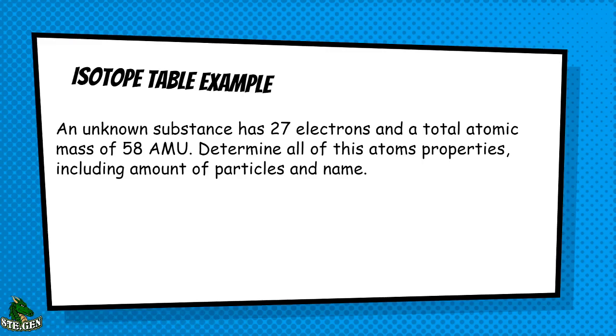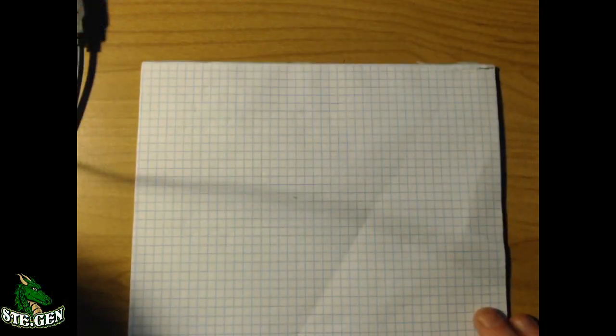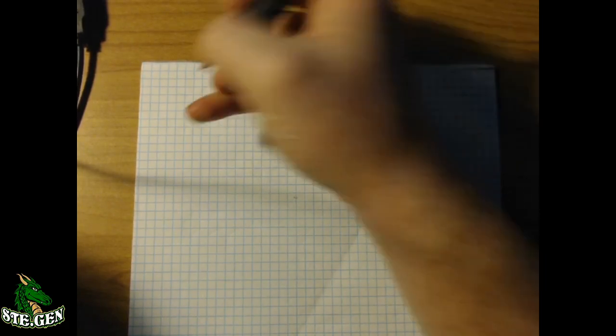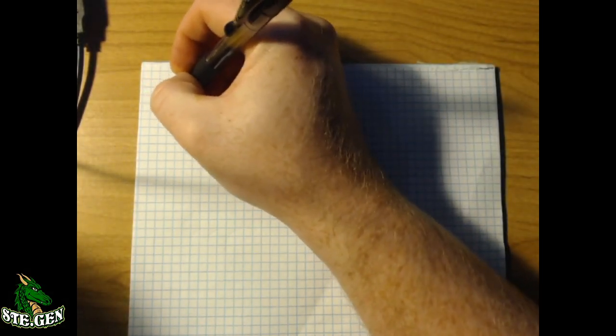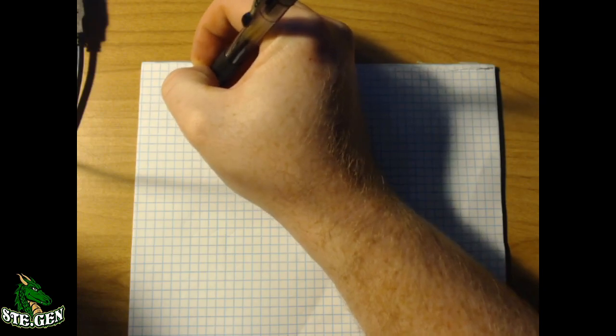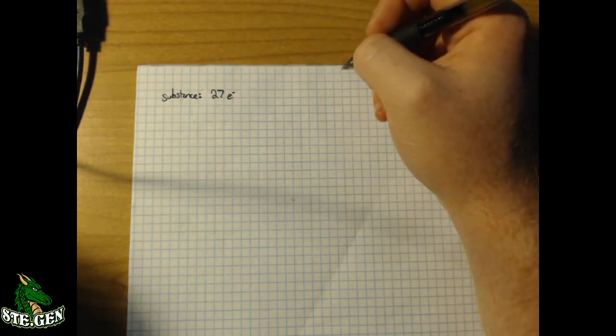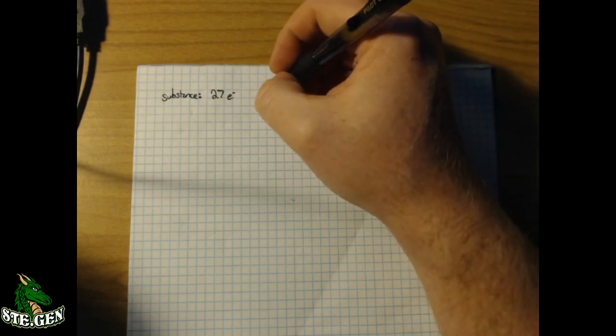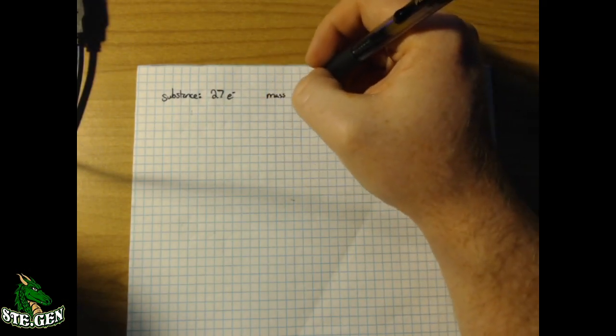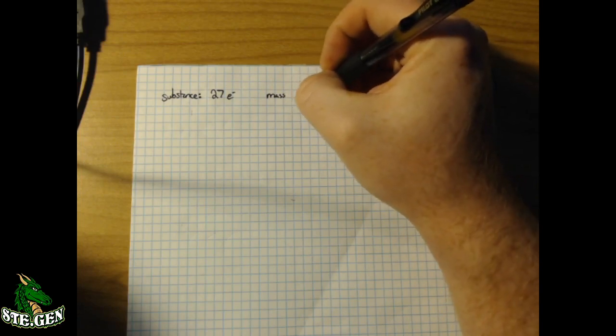So we're going to switch to my hand cam. We're going to try to get it lined up here. So an unknown substance has 27 electrons. The symbol for that is an E-, and a mass of 58 AMUs.